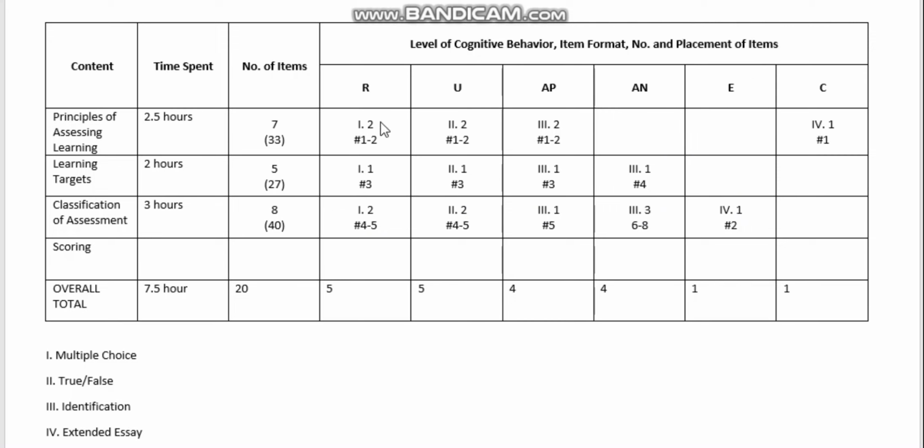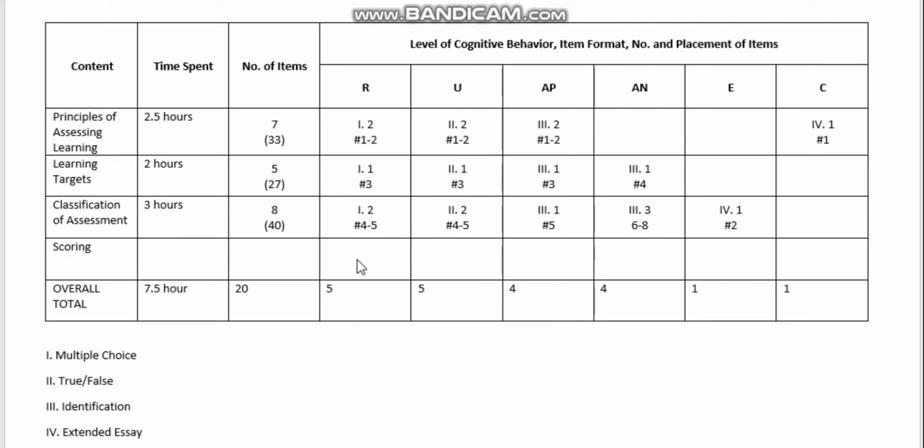So just continue the numbering. Since we have a test 1, we ended at number 3, so continue with number 4 to 5. And we have here understanding, so 4 to 5. And we have here applying, so we have 3, but since we have here number 4 for analyzing, we have here number 5 again for applying, which is all about classification of assessment. Then so on and so forth.